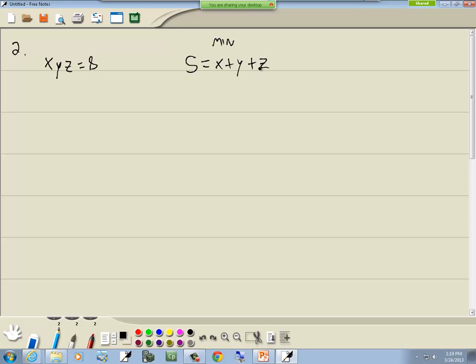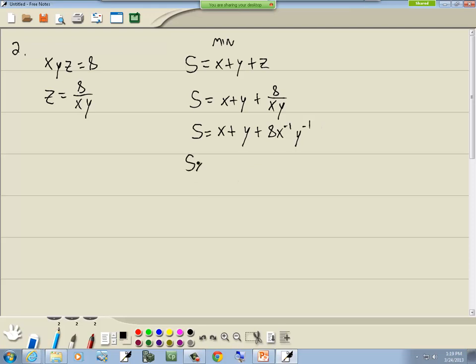Well, we want everything over on the right side to just be x's and y's. So over in this one, we're going to solve this for z. So I'll divide both sides by xy. And z is equal to 8 over xy. And now we can plug that in for the z. So we got x plus y plus 8 over xy, which I can rewrite as 8 x to the negative 1 power, y to the negative 1 power. These are both x to the first power, so I can take them up on top with the 8, and they become a negative 1.